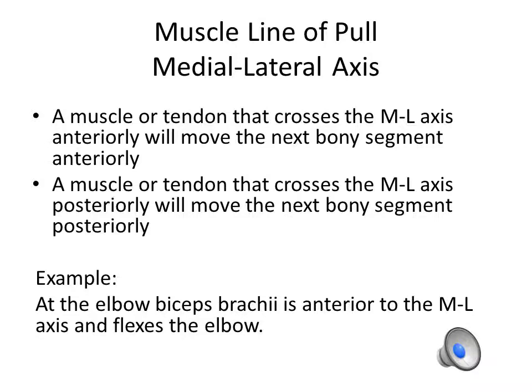So, if a joint has a medial lateral axis, a muscle or tendon that crosses that medial lateral axis anteriorly, or in front of the axis, will move the next bony segment anteriorly. A muscle or tendon that crosses the medial lateral axis posteriorly, or behind the axis, will move the next bony segment posteriorly. An example of this is biceps brachii at the elbow joint. The elbow joint has a medial lateral axis that passes through it. The biceps brachii lies anterior to that axis and therefore flexes the elbow.